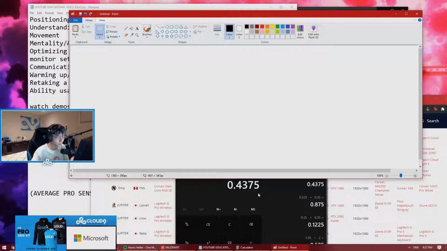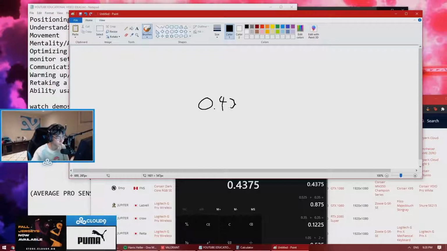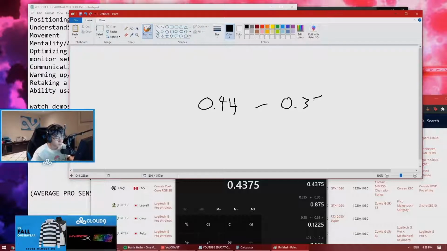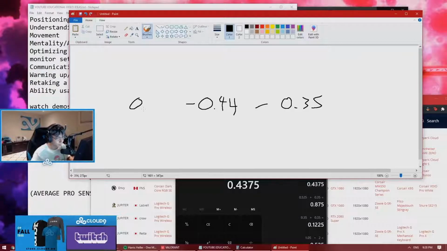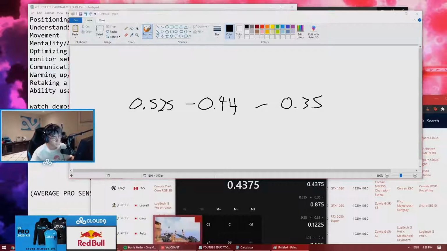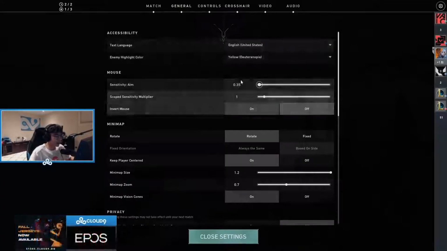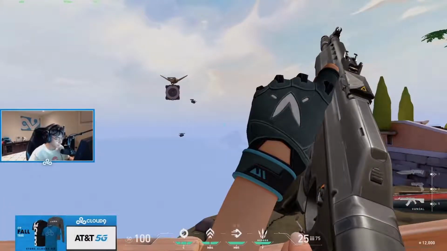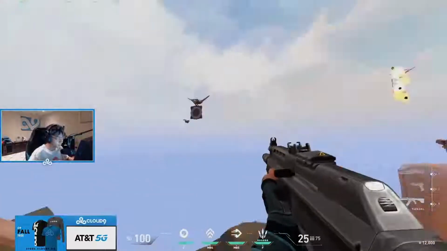Where's cut? Okay. So 0.43. I'm actually just going to say 0.44 because I'm going to round up. I don't like working with these numbers that much. And then we have 0.35, and we have 0.525. Back into the test, right over here. 0.525, wait, 0.525 was it, right? Yeah, it was. Okay. Go back into the test. I'm going to try out 0.525.